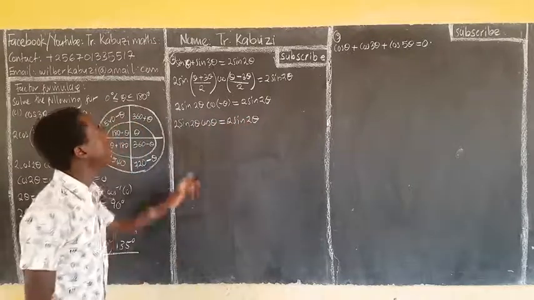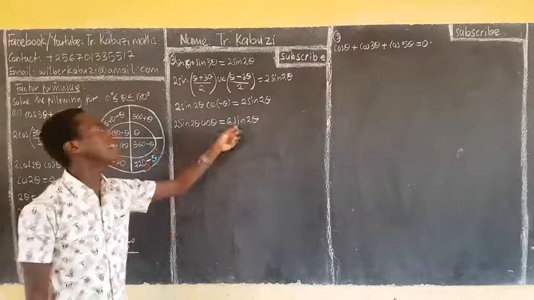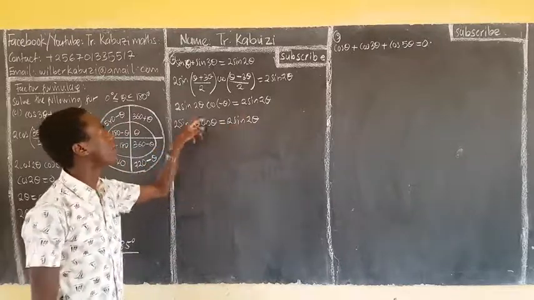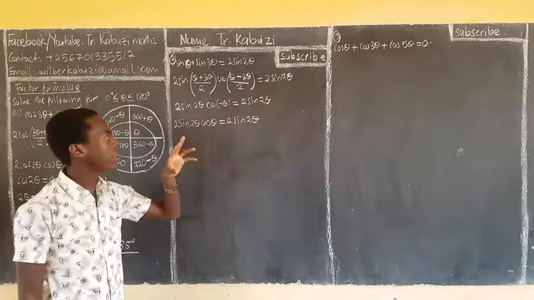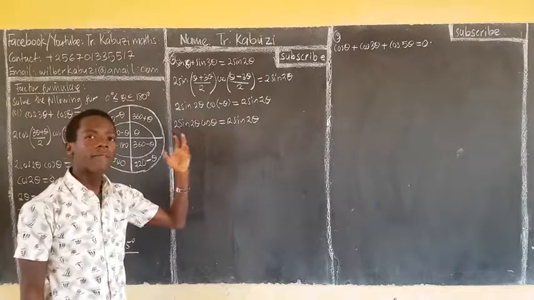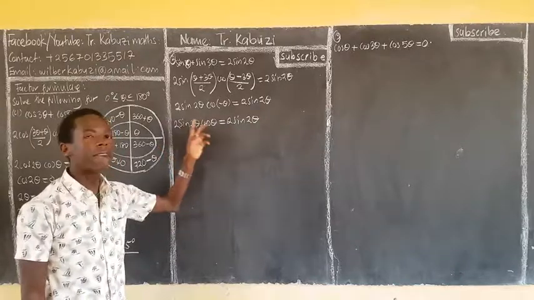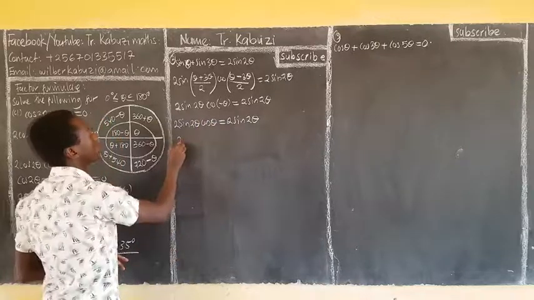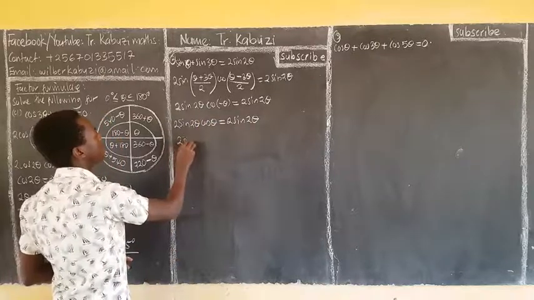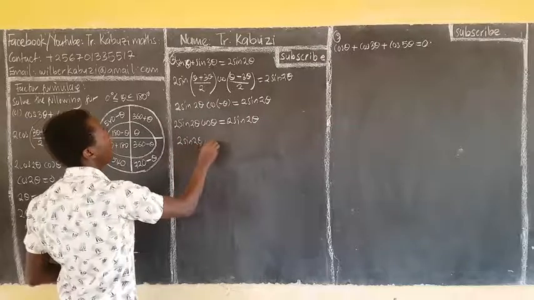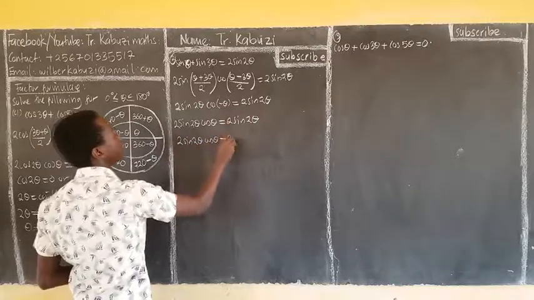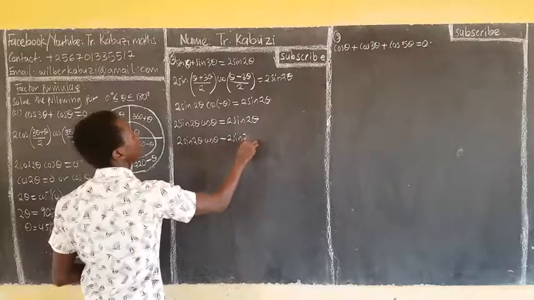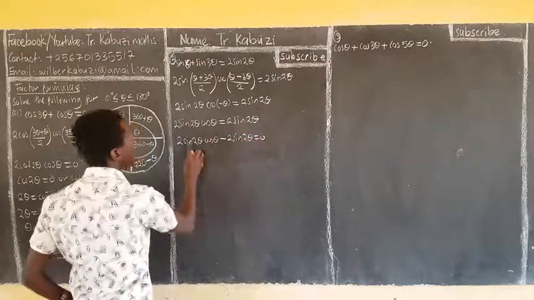Now here, don't ever think of dividing this with this one so that it cancels. No, we always bring it to this side and factorize out. We don't divide it, never. So now we bring this side, we have 2 sine 2 theta cos theta, then minus 2 sine 2 theta, now equal to 0. So see that this is common.